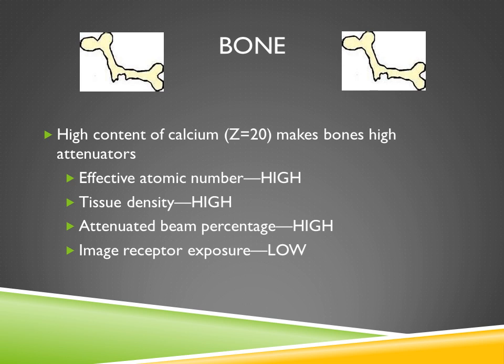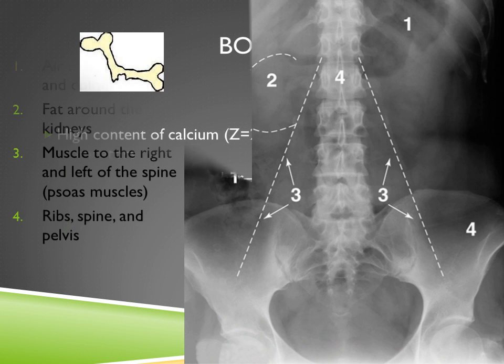Bone has a high content of calcium. So again, we're looking at an atomic number of about 20 that makes up bone's high attenuation. Effective atomic number is high, tissue density is high, and attenuated beam percentage is high, but that means your image receptor exposure would be low. The higher the absorption, the less that actually reaches the image receptor, which is why the exposure is less in the end when you're talking about bone.